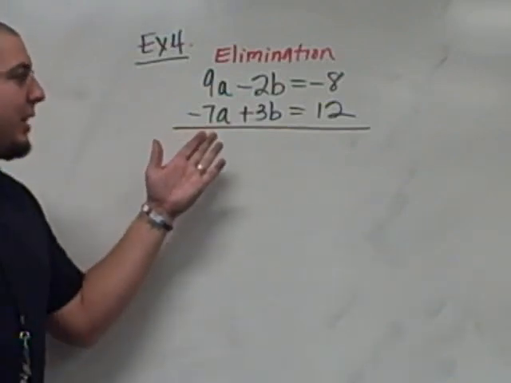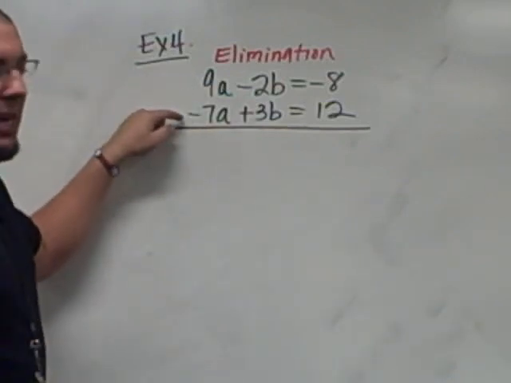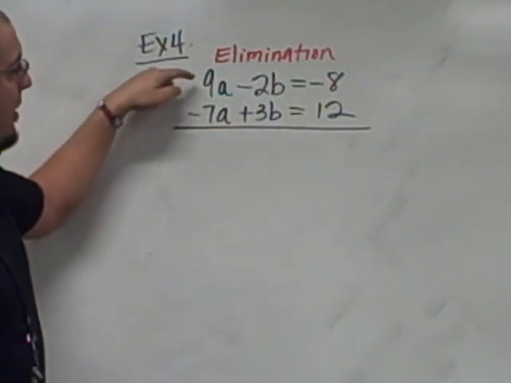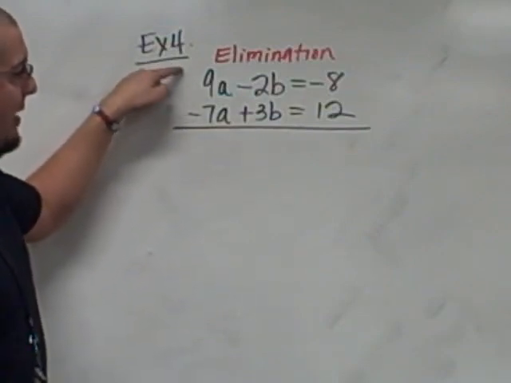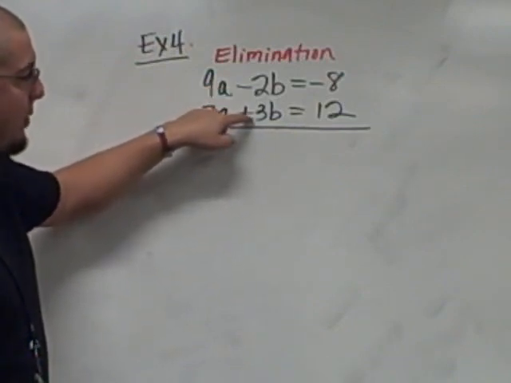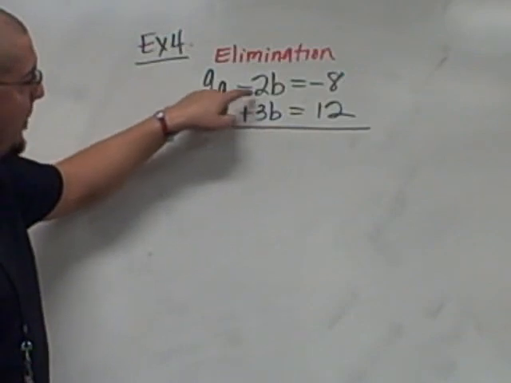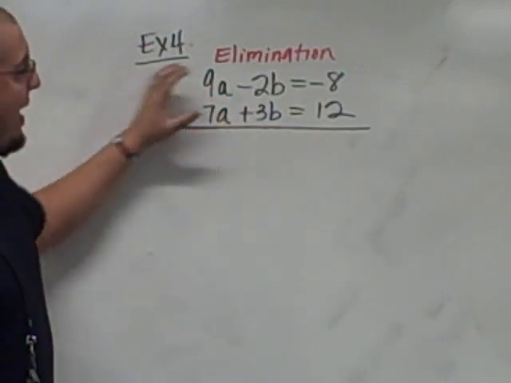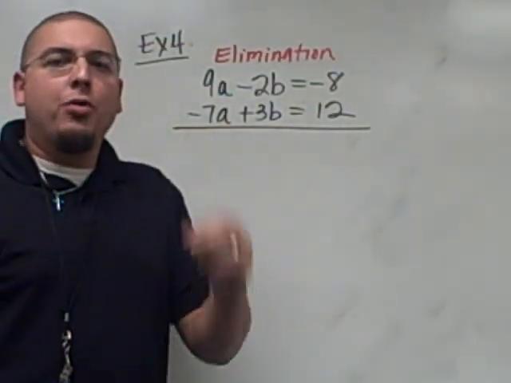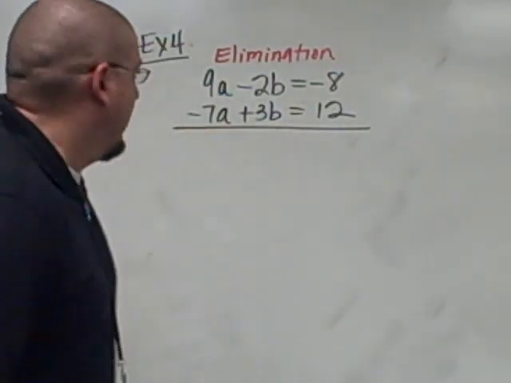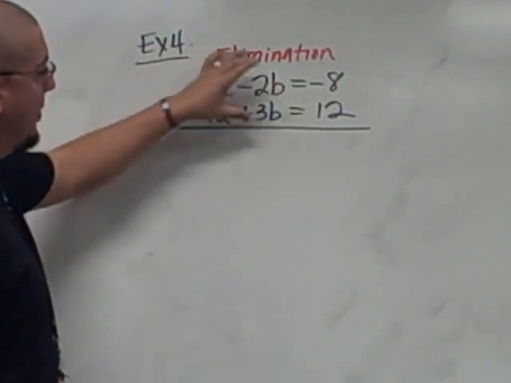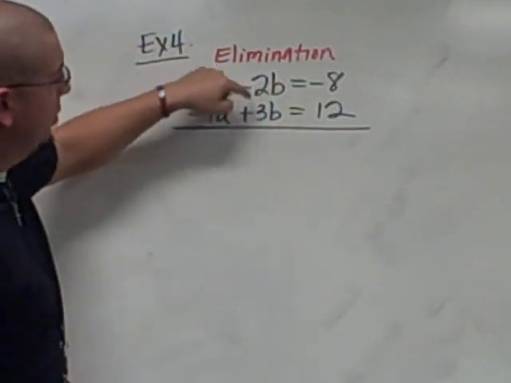I told you to look and say, okay, can I turn 9 into 7? I cannot. Can I turn negative 7 into negative 9? I cannot. Can I turn negative 2 into a positive 3 or negative 3? No. Can I turn 3 into a positive 2? No. If I say no to all of those things, that means I'm going to have to multiply both equations in order to make this work. So I would take the two pairs of numbers: 9 and 7 are a pair, 2 and 3 are a pair.